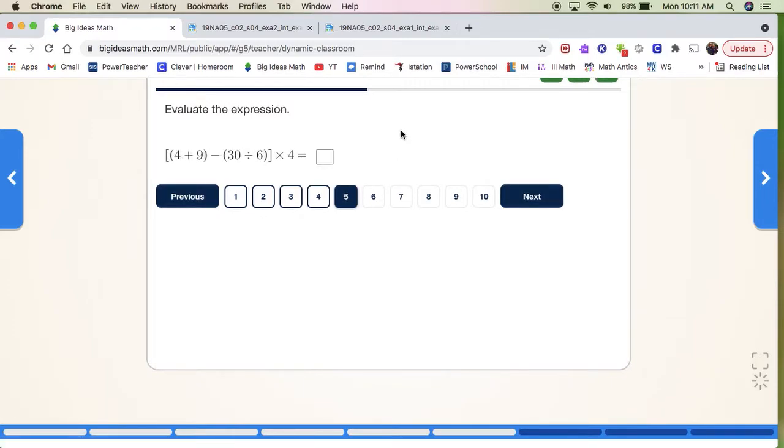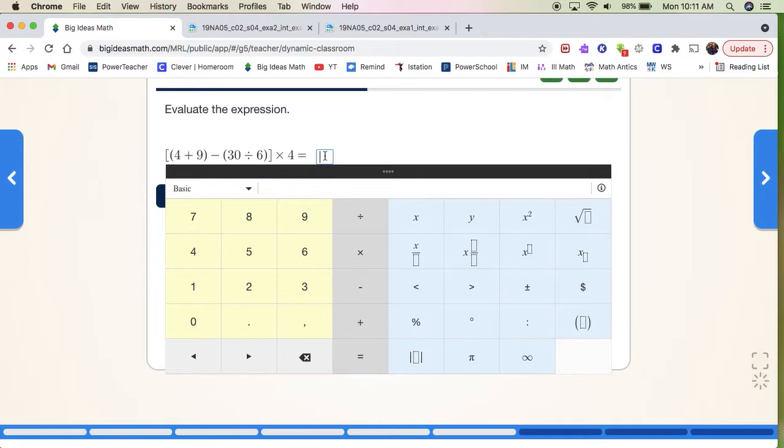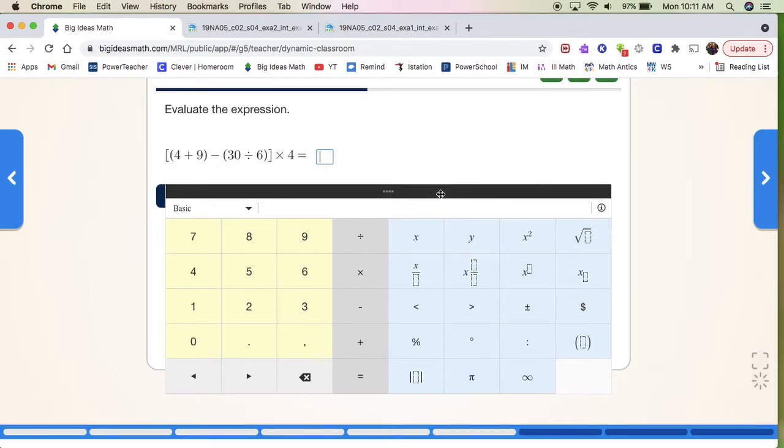All right. Parentheses inside the bracket again. So I'm going to keep my bracket. And so inside the bracket, I have the parentheses 4 plus 9. 4 plus 9 is 13, minus 30 divided by 6. 30 divided by 6 is 5. I'm going to close my bracket. I'm going to multiply whatever that is by 4. Okay, so now I've still got grouping symbols and I've got multiplication. So of course I do the grouping symbols first. 13 minus 5 is 8. And 8 times 4 equals 32.